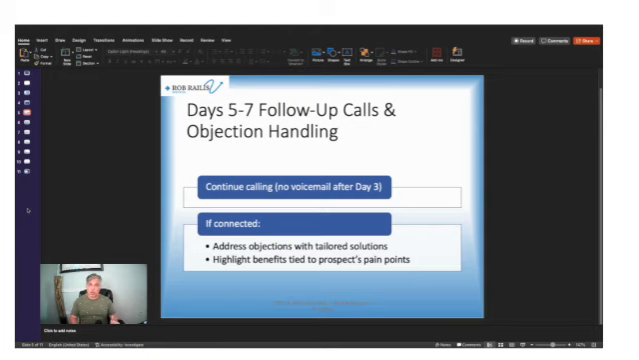Anytime you are making a call to a customer, whether it's your first cold call or your 100th call, you always want to be prepared to address objections. I don't have time for this call right now. I'm not interested. I'm not in budget. You're overpriced. Whatever those objections are, you want to be prepared for them on any call you make. And of course, you want to highlight benefits tied to a prospect's pain points.